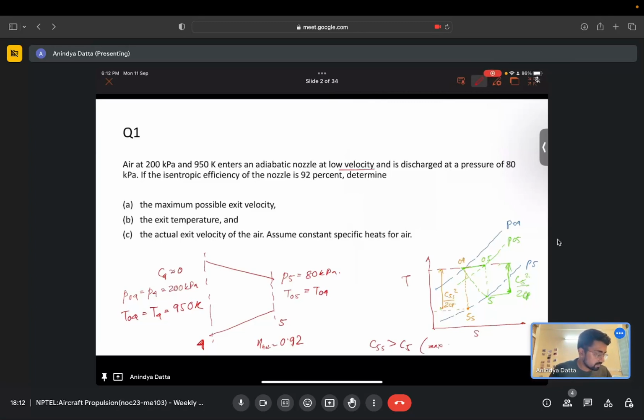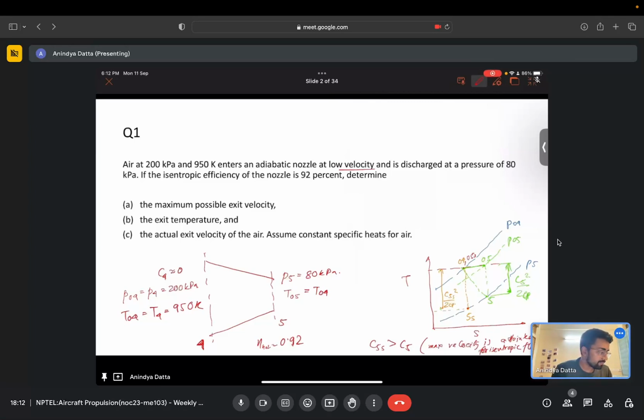which means that the maximum velocity is attained for isentropic flow. So if the flow is isentropic, it will follow this orange line to 5s, and this 04 state will be the same as 05s.